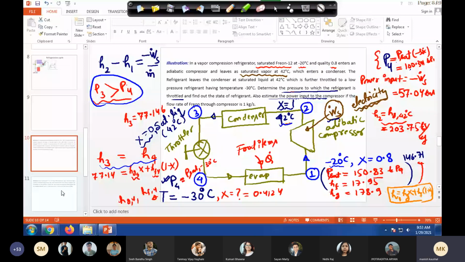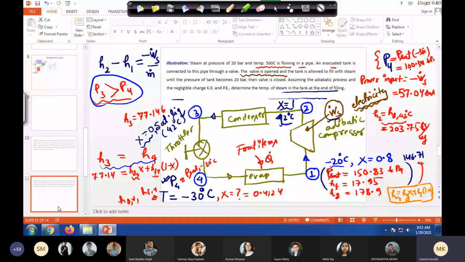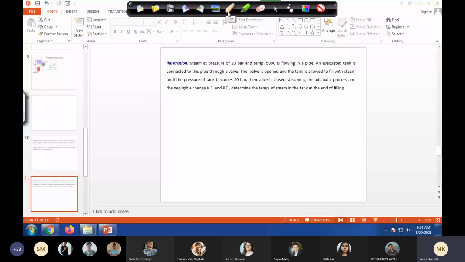Let's read this question first and then we'll solve it. After reading this question, we'll take a break and then you come back and we'll solve it. So we have steam at pressure 20 bar and temperature 500 degrees Celsius, flowing in a pipe. An evacuated tank is connected to this pipe through a valve. The valve is opened and the tank is allowed to fill with steam until the pressure of the tank becomes 20 bar, and then the valve is closed.